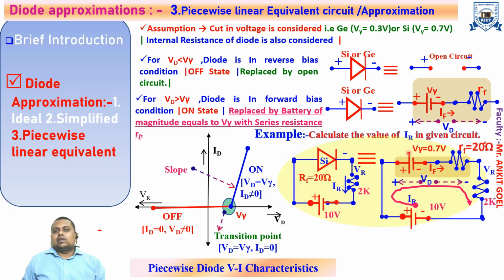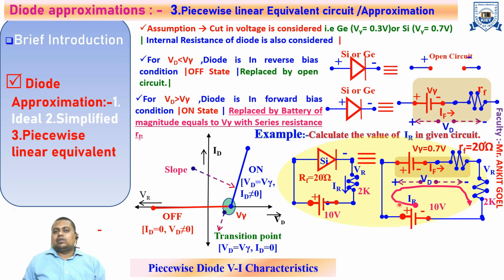So you have to calculate the value of IR for the same circuit. Now the silicon diode is given with its internal resistance RF equal to 20 ohm. You can see that this diode is operating in the forward bias direction, so you are going to replace it by the battery in series with the forward resistance, that is 20 ohm. Now it is very easy to apply the KVL and KCL, and you can find the voltage and current in the circuit. This is the beauty of the diode approximations.